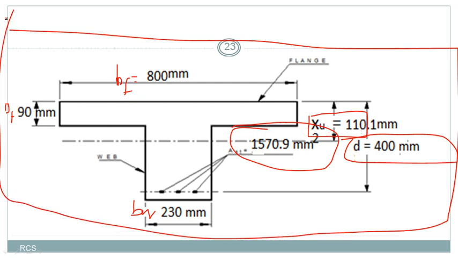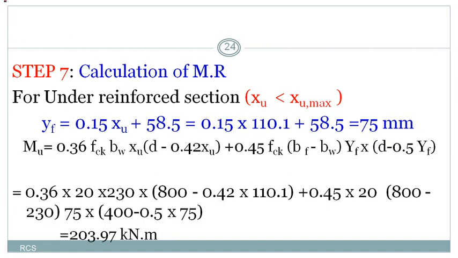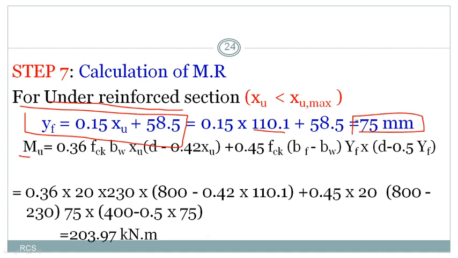By using these sectional properties, we have to calculate the moment of resistance. The section is decided as under reinforced, so we have to calculate Mu. We have calculated Xu, and for that you can calculate the modified depth of flange. Xu is 110.1, so 0.15 into 110.1 plus 0.65 into Df gives 75 mm. This Yf value is always less than Df, as given in the code.